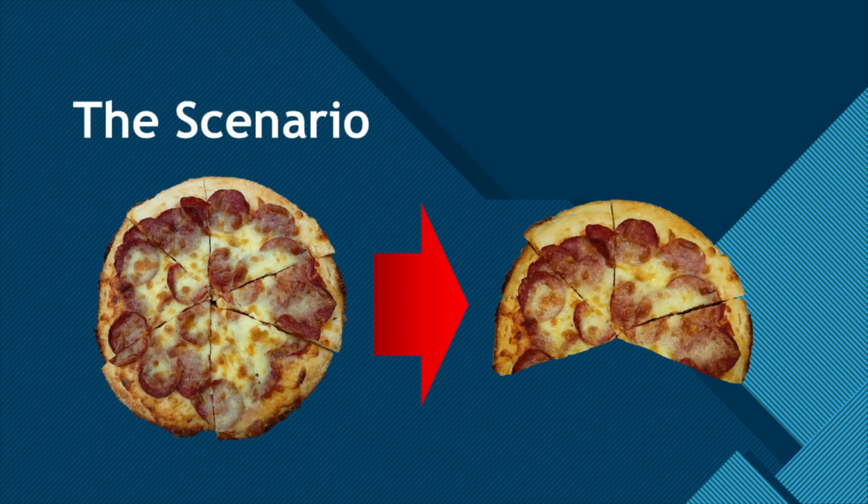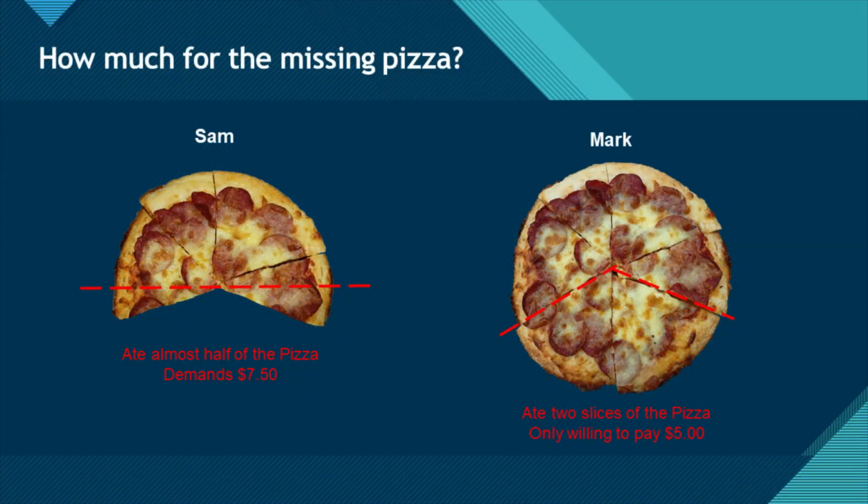So here's the scenario. The boy, Sam, ordered a circular 6-slice beef pepperoni pizza for lunch and found out that 2 slices have been eaten by his roommate Mark. He demanded Mark to pay half of the price as almost half of the pizza is gone. On the other hand, Mark is only willing to pay for a third of the price. But Sam wants Mark to pay his accurate share.